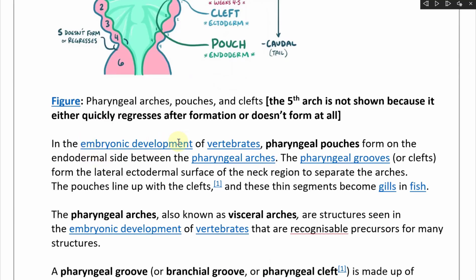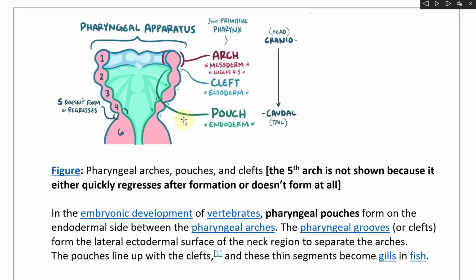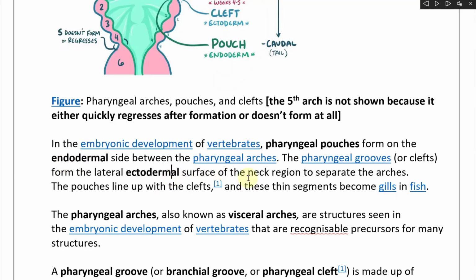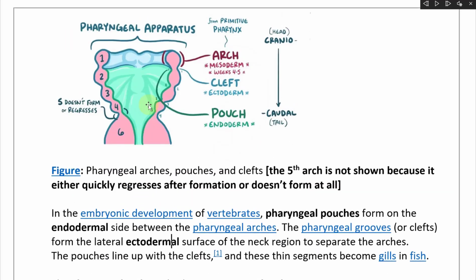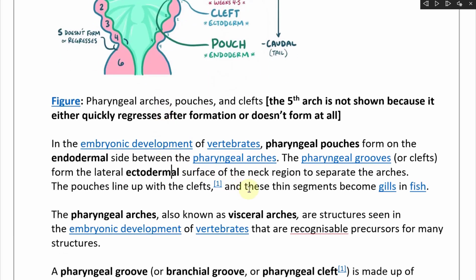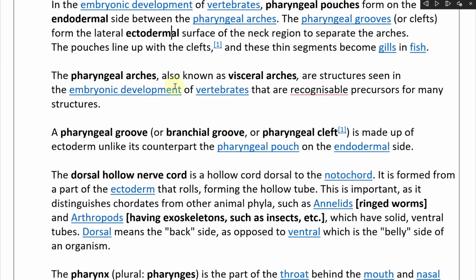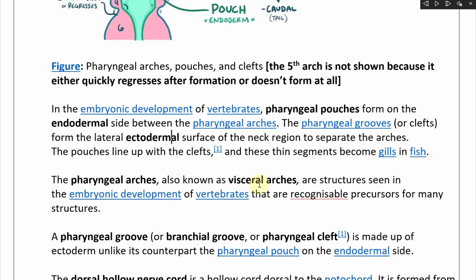So in the embryonic development of vertebrates, pharyngeal pouches form on the endodermal side between the pharyngeal arches. The pharyngeal grooves or clefts form on the lateral ectodermal surface of the neck region to separate the arches. Ectodermal, and this one is endodermal. The pouches line up with the clefts like this. And these thin segments become gills in fish, which is quite amazing. You can see that here. It looks like gills over there. Very, very interesting. So going further, the pharyngeal arches, also known as visceral arches.